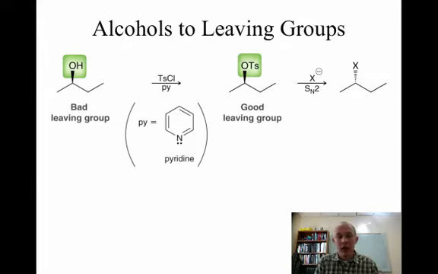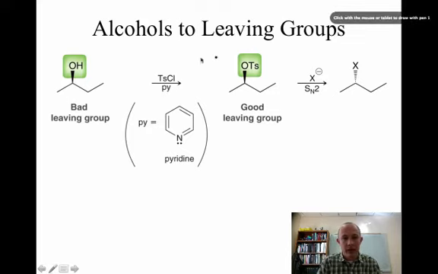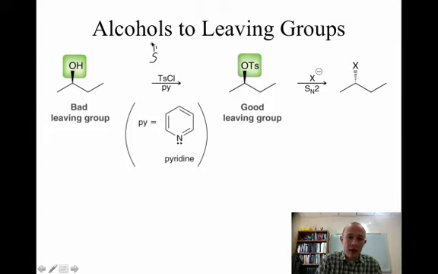Before we go there, one other thing that I wanted to mention is that historically and actually in more modern times, what we do is a two-step sequence that allows us to turn the oxygen, the OH group, into a good leaving group called a tosylate. And then we can displace that tosylate with any nucleophile that we want. So tosyl chloride actually looks like this. It's toluene sulfonyl chloride.